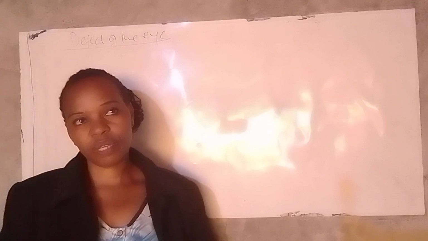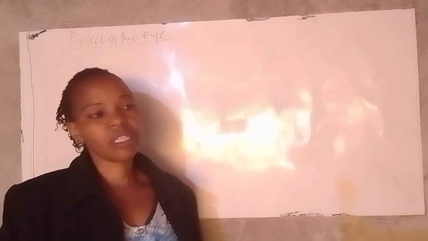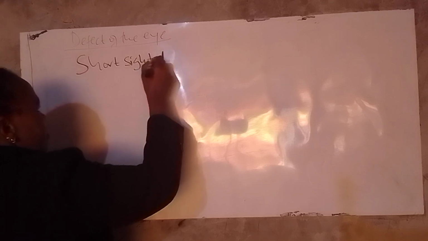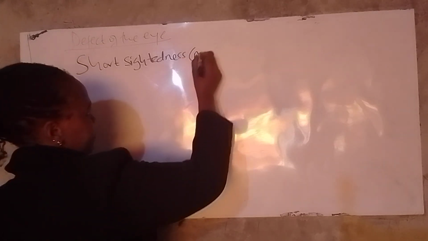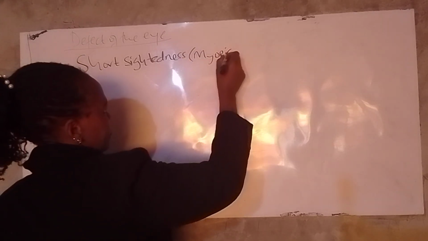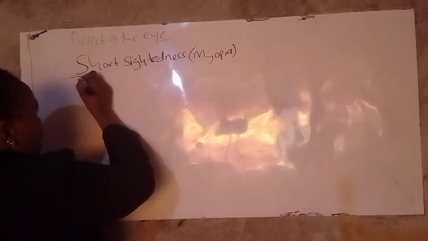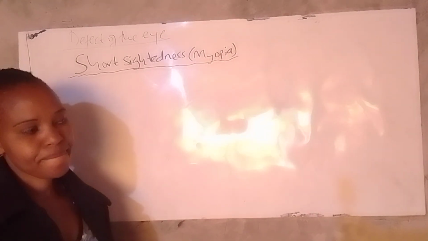One defect is what we call short-sightedness. The other name is myopia. So that is one of the defects of the eye. So what causes this defect?